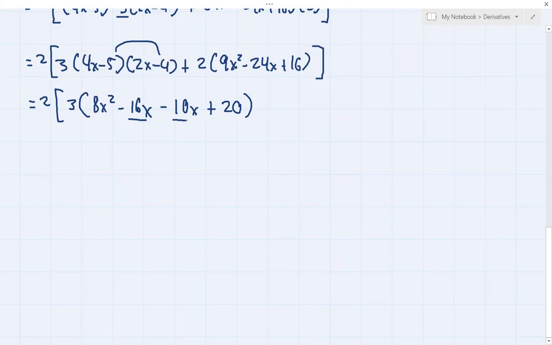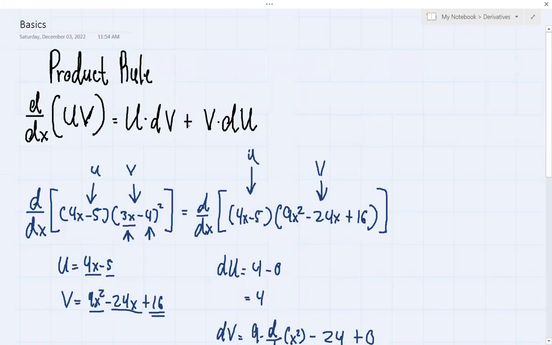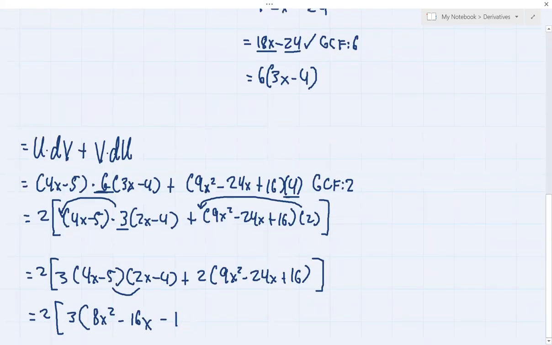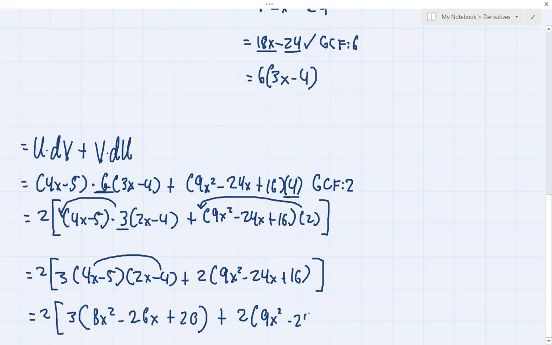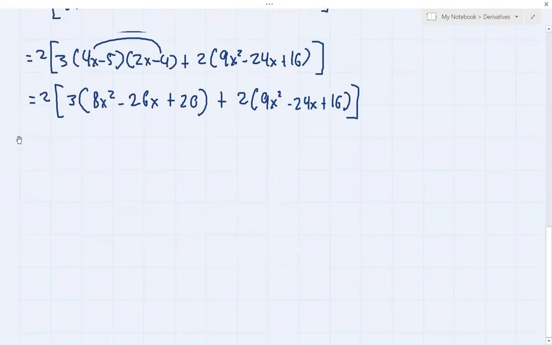But let's simplify this, because negative 16x and negative 10x are similar terms. So we can combine them together. So negative 16x minus 10x is negative 26x. Plus 20. So let's copy the other terms. By the way, I'm doing it slowly so we don't get confused. That's it. Now, we can distribute the constants.